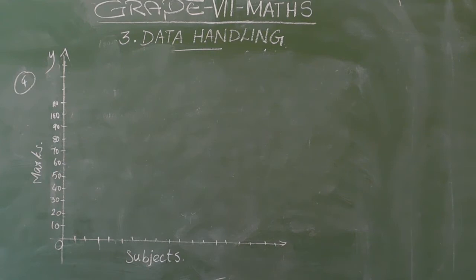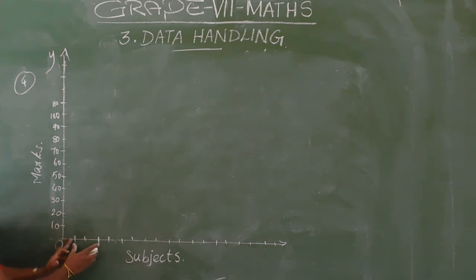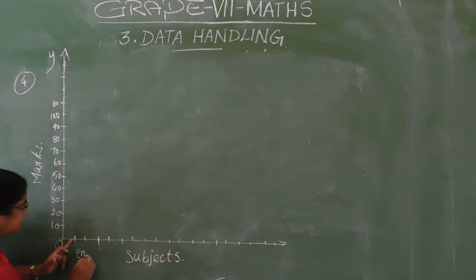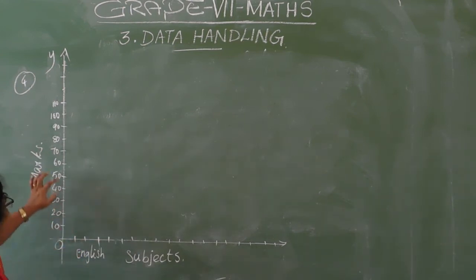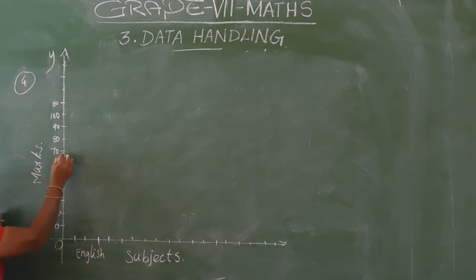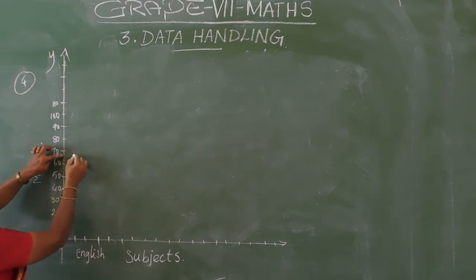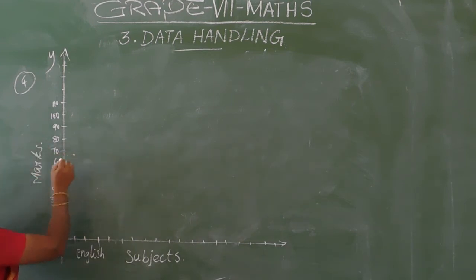First term 67. First we plot first term and second term for each subject. First one English. For English first leave one box. Then for these 2 boxes English. For first term 67 marks. For English 67 marks. So 60 is this one. 67 means in between 60 and 70 there are small 10 lines. So 7th line we have to plot. For that 67.